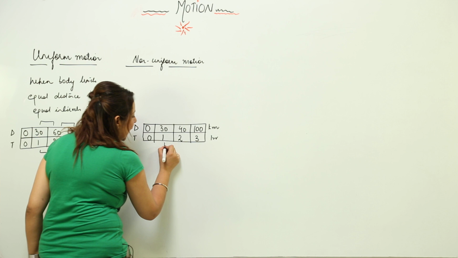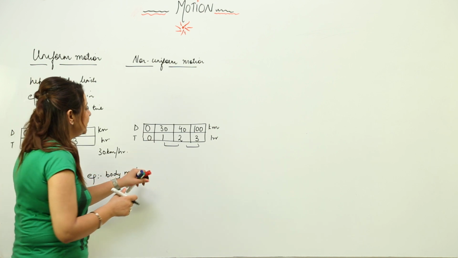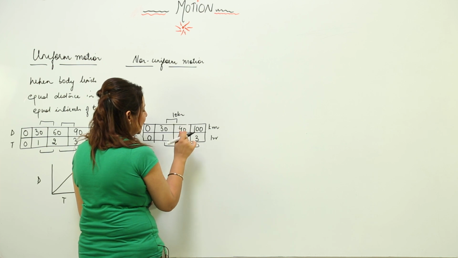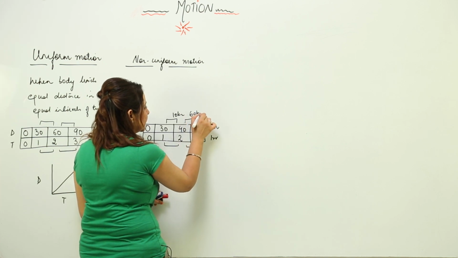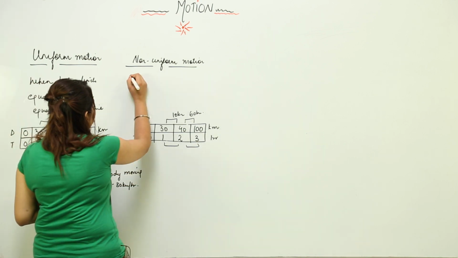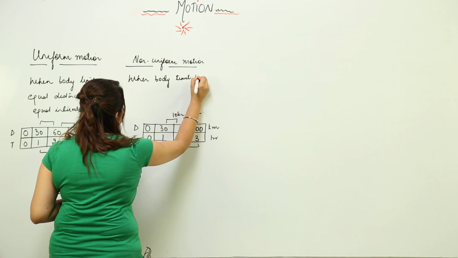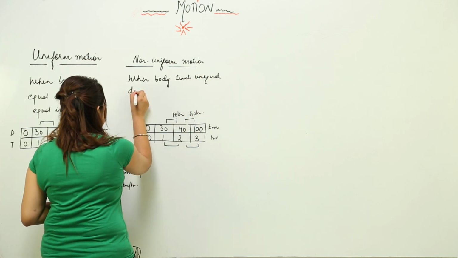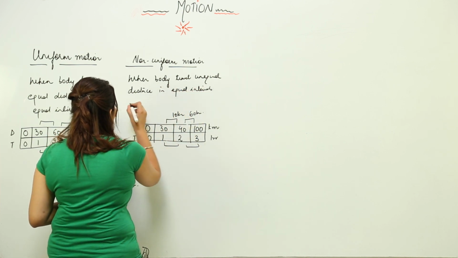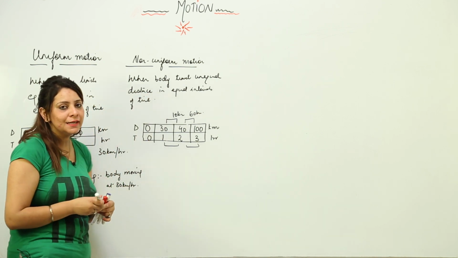So the time interval is again the same, because it is in our hand to keep a watch. But the distance between 1 and 2 hours is only 10 kilometers, and between the second and the third hour, it covers 60 kilometers. That means it just sped up. So this is called non-uniform motion. That means when a body travels unequal distance in equal intervals of time. Time intervals are equal, but the coverage of distance is unequal.